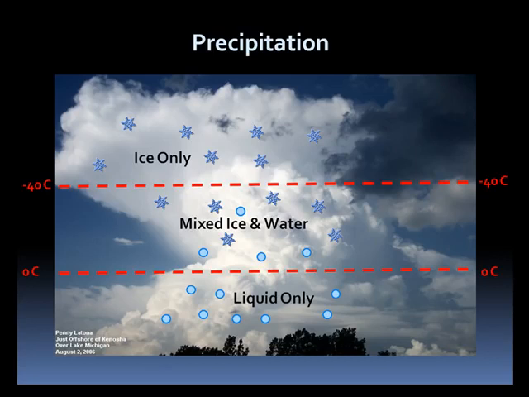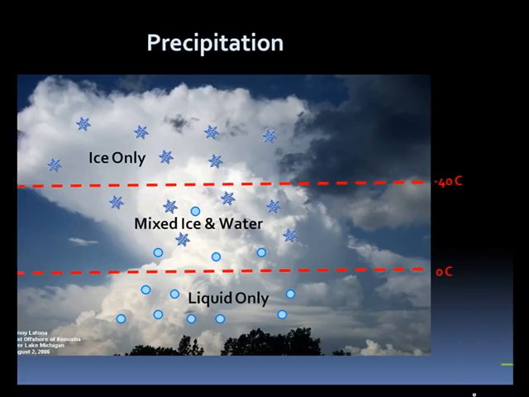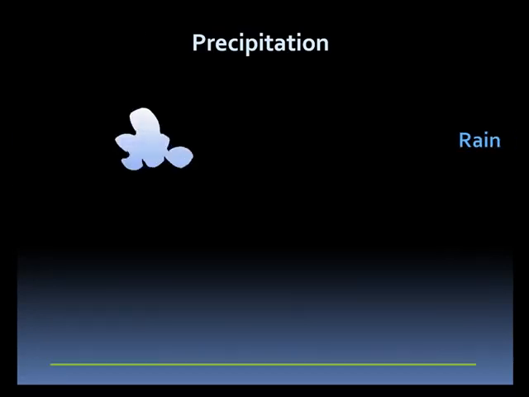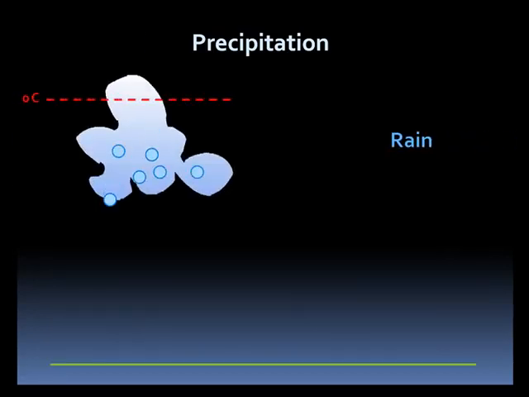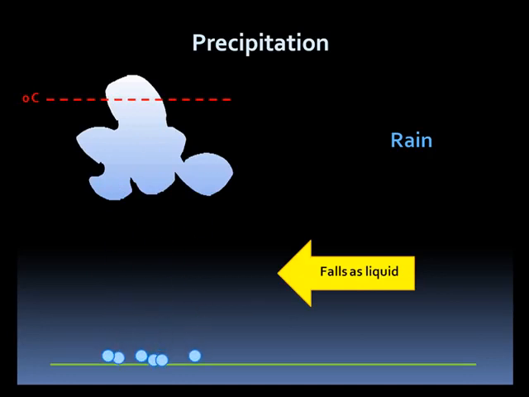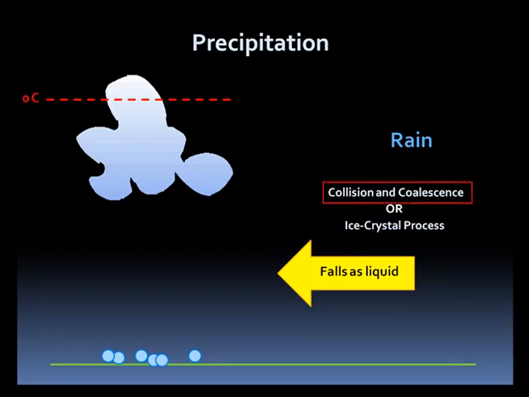Now let's see how different types of precipitation develop. So here we have a cloud where it is almost entirely all in a liquid form. The cloud drops get big enough to fall as rain. Would this process be collision coalescence or the ice crystal process? If you said collision coalescence, you're right.